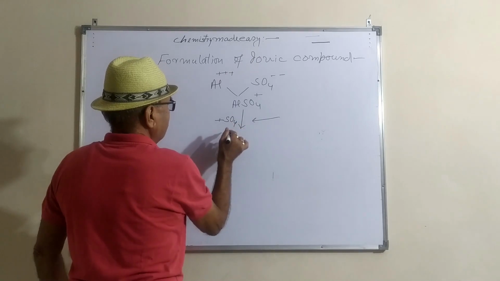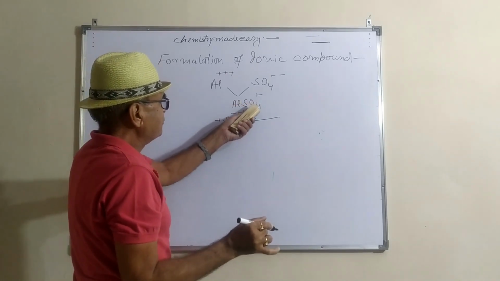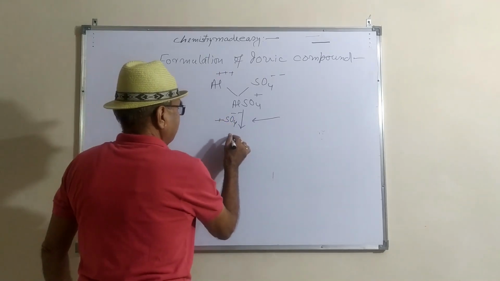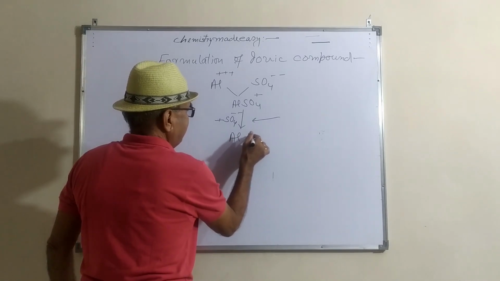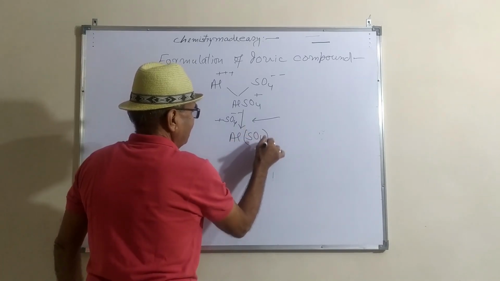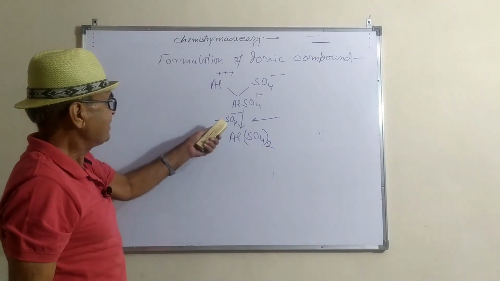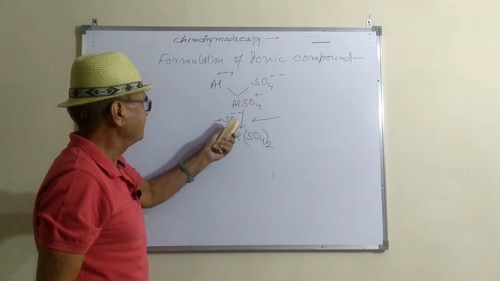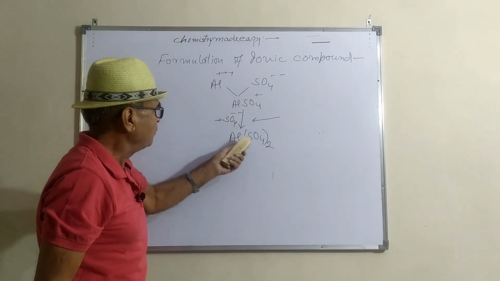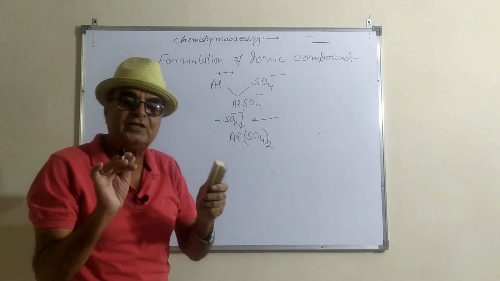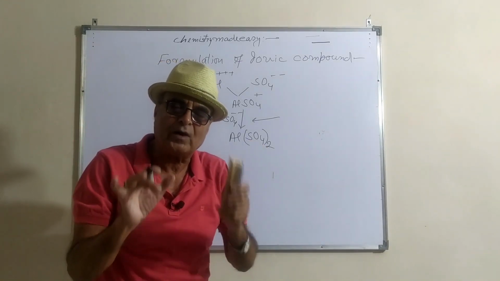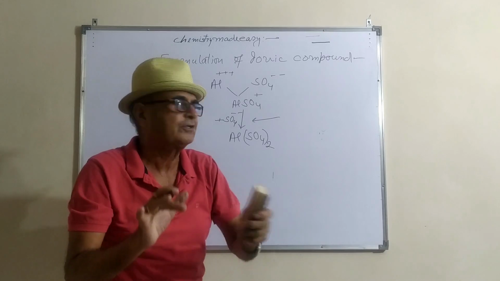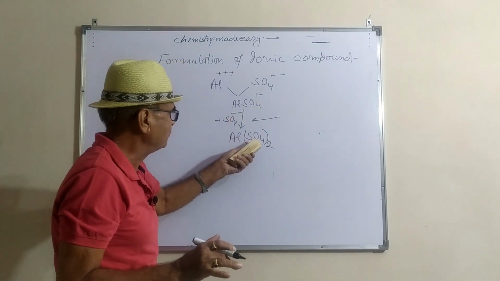Positive, this positive. AlSO4 will attract a second SO4 and the formula will be Al(SO4) twice, Al(SO4)2. So I think you have understood that the SO4 becomes 2, so it is written as twice. Also, you have understood why we should put the polyatomic ions within brackets. So here (SO4) twice.